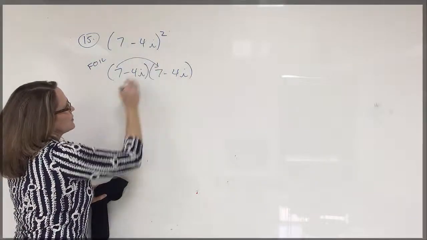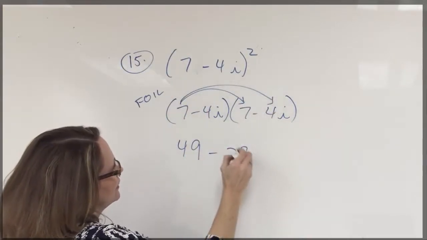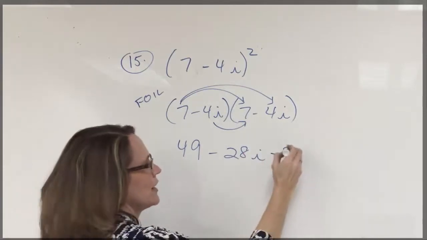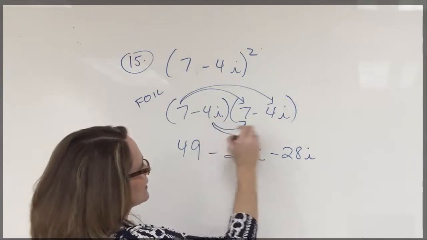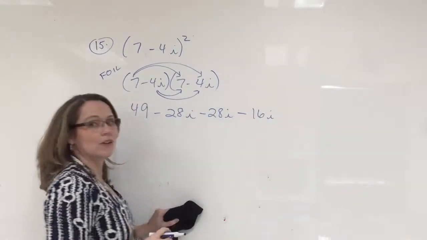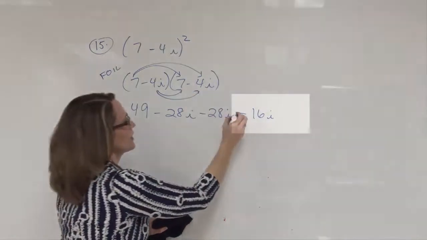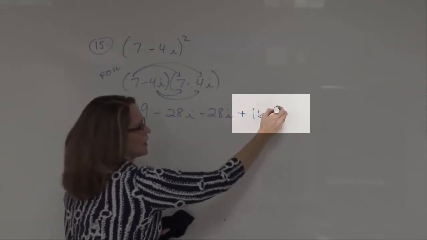So I'm going to go first times first, outside times outside, inside times inside. Now, not surprisingly, these will match. That just happens when we're doing a binomial times itself. And then last times last. Now be careful, a lot of students do this, and I want you to see if you can spot the error. I'm supposed to be saying negative 4i times negative 4i, so that should get me plus 16, and then the i times i should give me i squared.